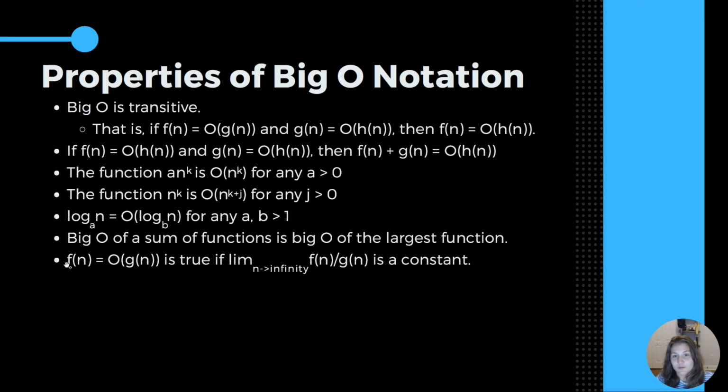The Big O of a sum of functions is the Big O of the largest function. So if I have something that is Big O of n squared plus the Big O of n, the final Big O is O of n squared. And finally, f of n is equal to the Big O of g of n if the limit of f of n over g of n is a constant.